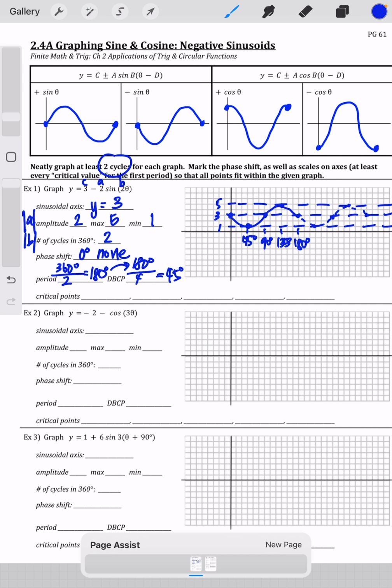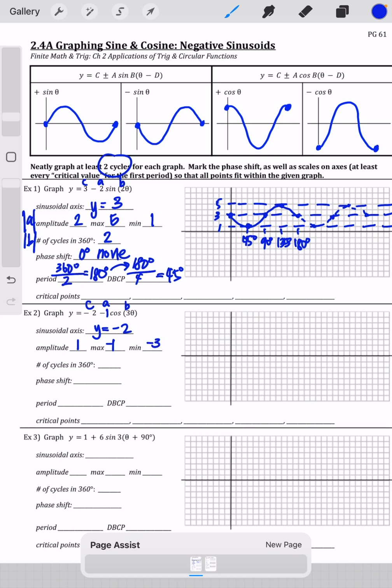So the sinusoidal axis for the second one is -2, right? That's our c value. Our a value is -1, and our b value is 3. So our amplitude is always positive, so it's 1. If we go from -2 up 1, that's going to be -1. And if I go from -2 down 1, it'll be -3.